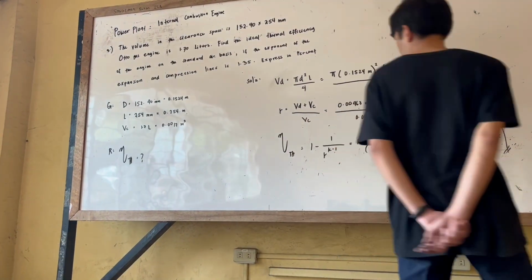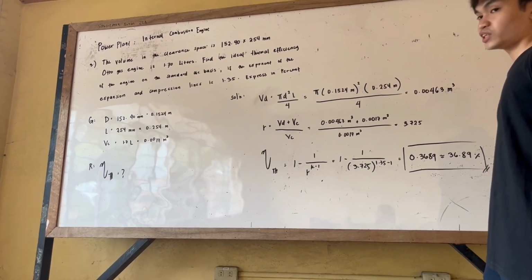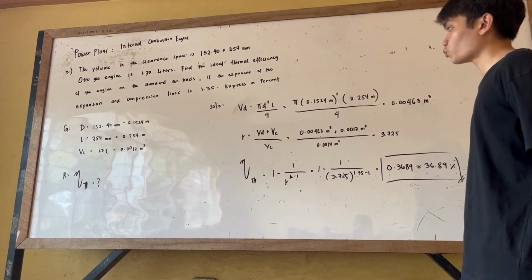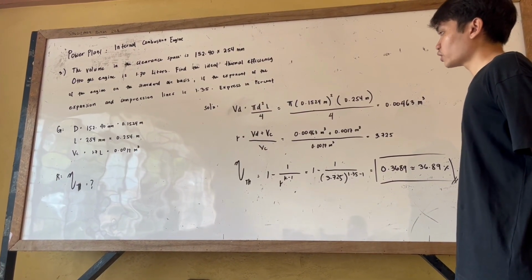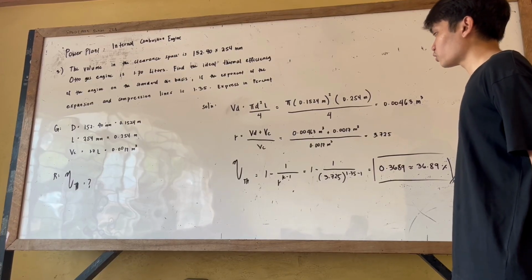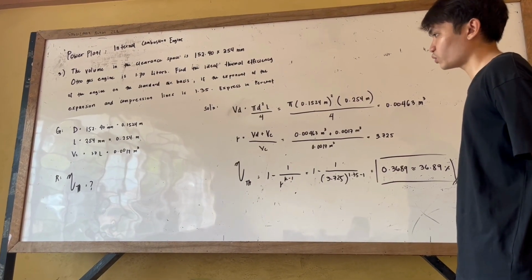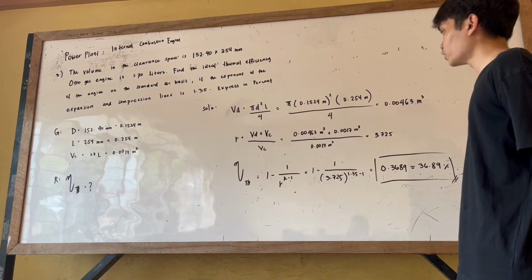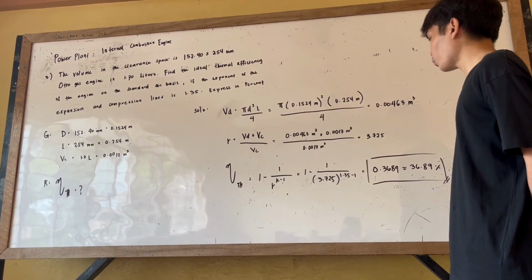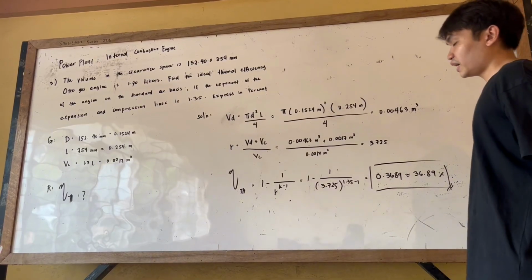To find it, we need to first find the displacement volume. We have displacement volume equals pi D squared times L over 4. Since we have the diameter of 0.1524 squared times the length, which is 0.254 meters, over 4, we have 0.0463 cubic meters.